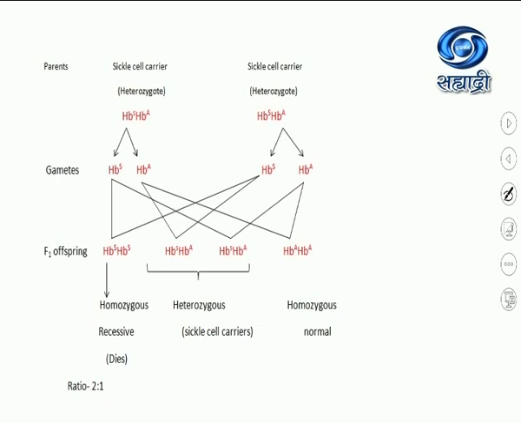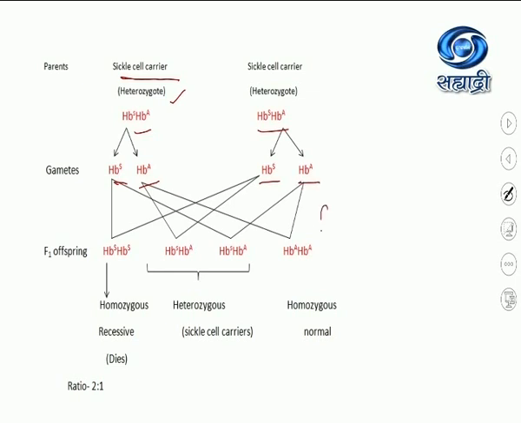Okay, now let us see its inheritance pattern. Suppose two persons, the parents, are sickle cell carriers. If they are carriers, they are heterozygotes, isn't it? So HbS HbA and HbS HbA. They are marrying each other. What will be the gametes produced? Here the gametes will be HbS, HbA. Here also the gametes produced will be HbS, HbA.